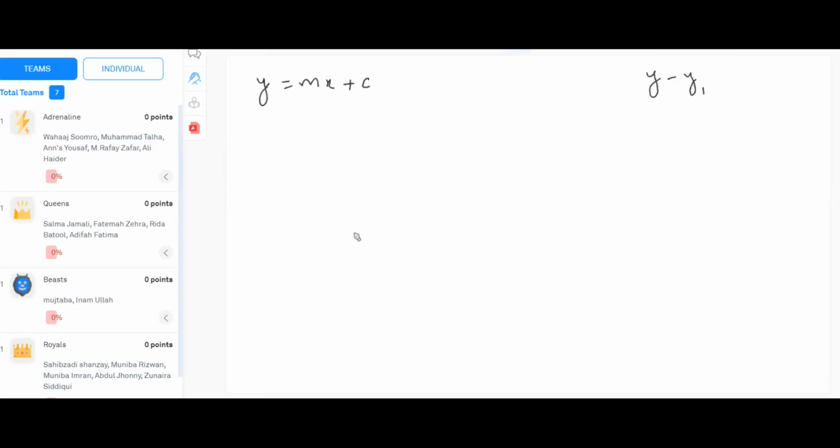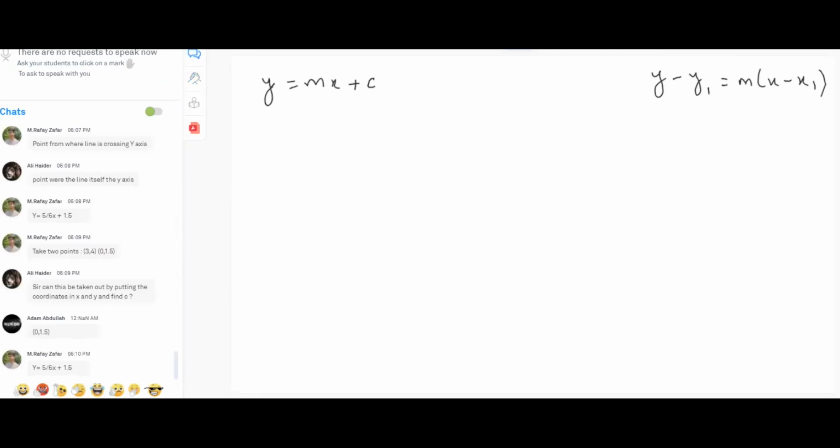y minus y1 equals m into x minus x1. So this is called gradient point form. कि आपको gradient पता हो और एक point पता हो, आप इसको directly use कर सकते हैं. You don't have to think about it, you don't have to worry about the y intercept there. So for instance, let's consider this scenario. So let's say you got a point. So I'm going to write in the middle here. आपके पास एक point है, that is 2 and 3. एक point आपको given है, ठीक है?